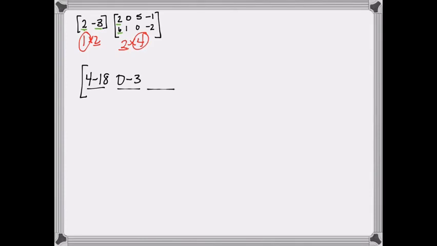My third entry, 2 times 5 gives us 10. Negative 3 times 0, that's a 0. And my last entry for this matrix would be the 2 times the -1, -2, and the -3 times the -2, that would be plus a 6. So that's all of the legwork for this. Then we're just adding together. So our final matrix would be 14, -3, 10, 4.